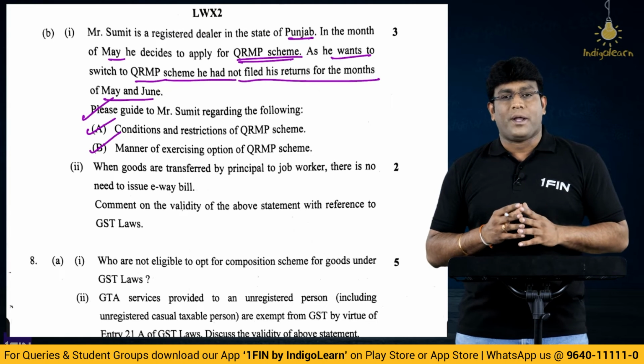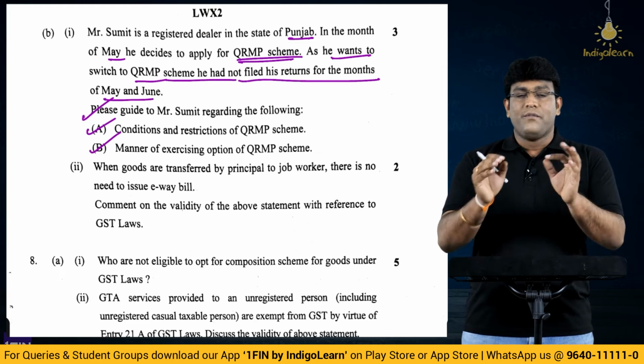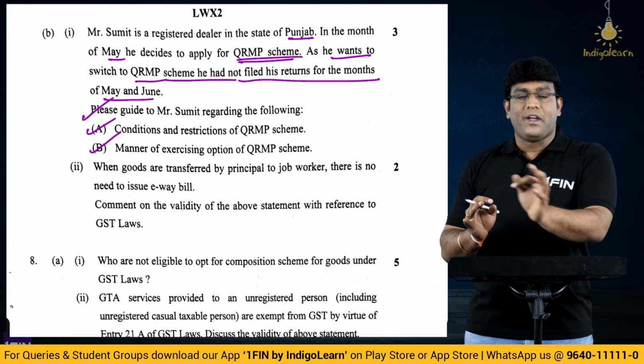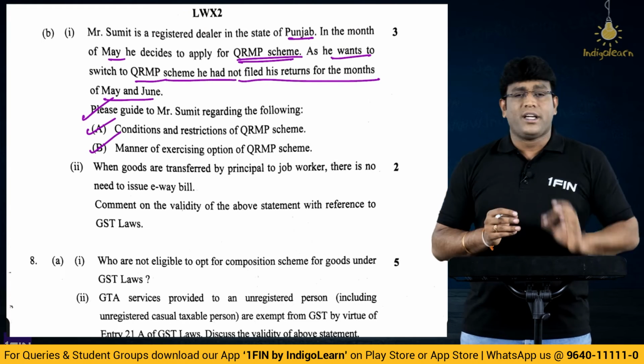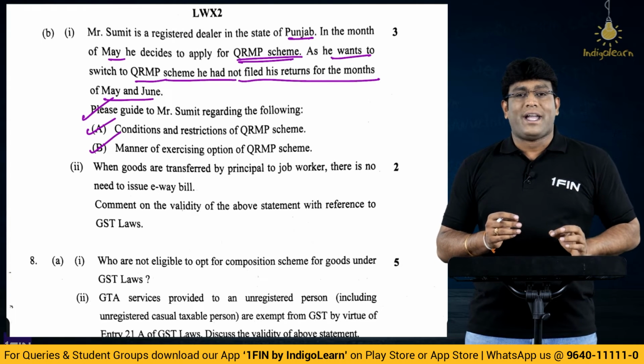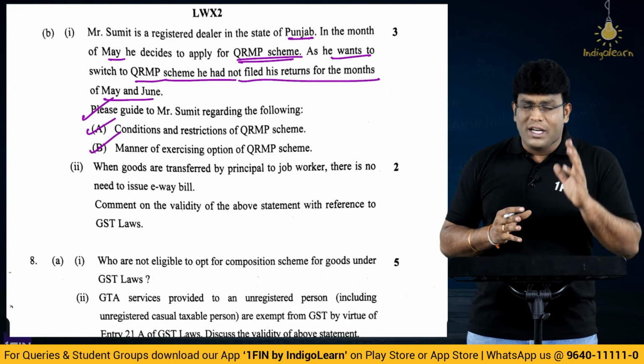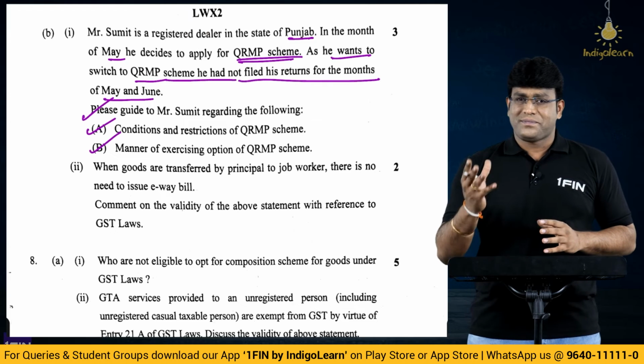And if we go for QRMP, in the first and second month, we will only file IFF, invoice furnishing facility. But after the third month, we will file GSTR 1 and GSTR 3B. This is all the clarity we have got, my dear friends. Next point.